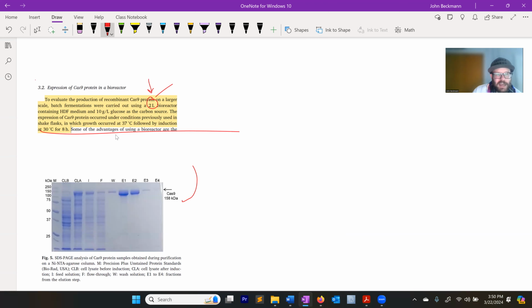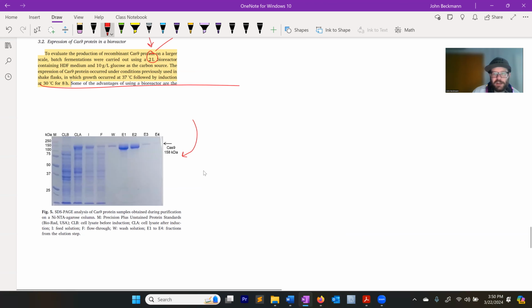And then this last, not the last figure, we're almost done here, hang with me. This is an SDS-PAGE post purification. So this is post nickel purification, and they're showing you different fractions. One thing to point out here is that I think this is elution 1, elution 2, elution 3, and elution 4. What do you notice about the different elutions?